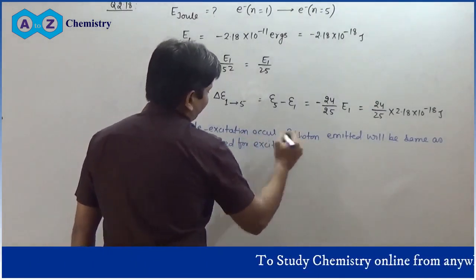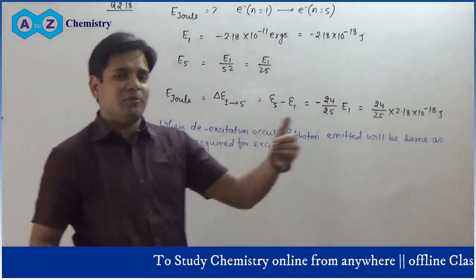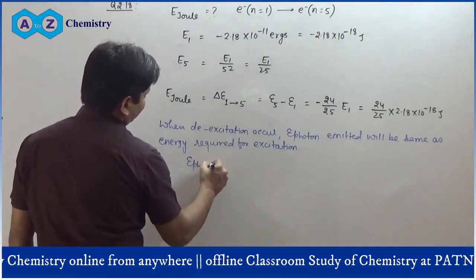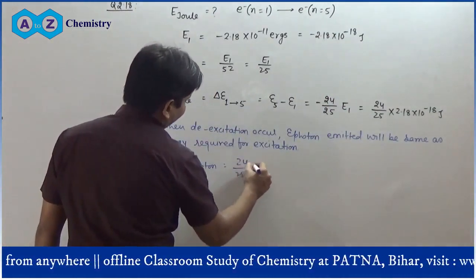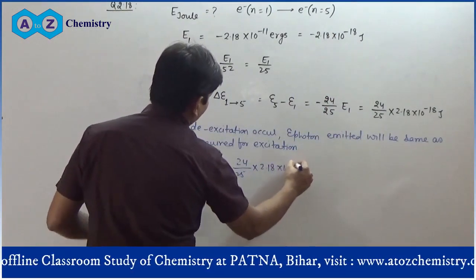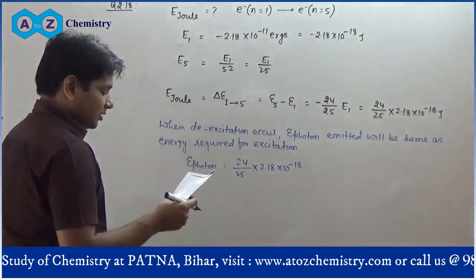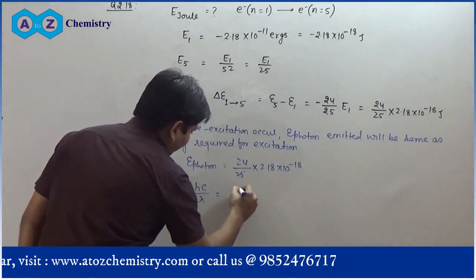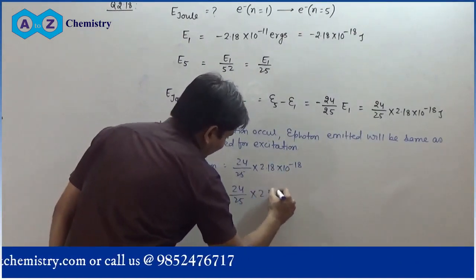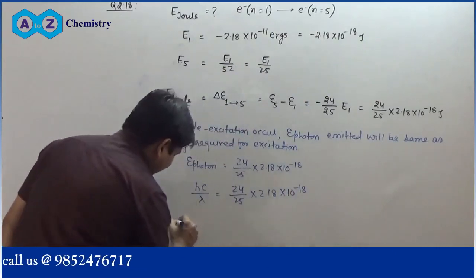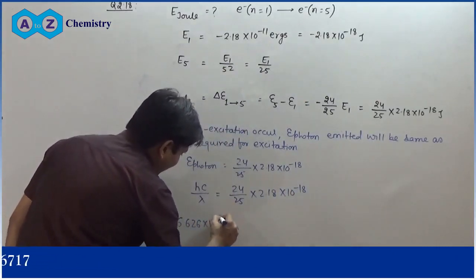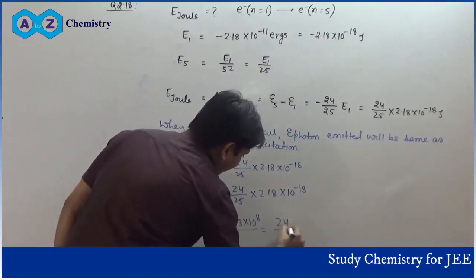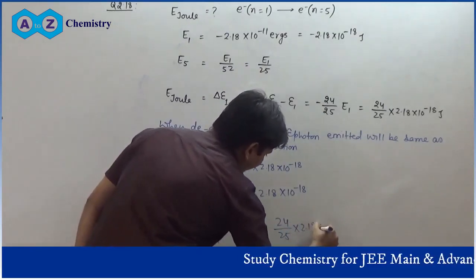From theory, we know that the energy of the photon emitted is equal to the energy difference between the two orbits. So the energy of the photon is going to be equal to 24/25 × 2.18 × 10^-18 joule. It is told that the wavelength of light emitted, so hc/λ is equal to 24/25 × 2.18 × 10^-18 joule, and you can calculate it easily as 6.626 × 10^-34 × 3 × 10^8 divided by λ is equal to 24/25 × 2.18 × 10^-18.